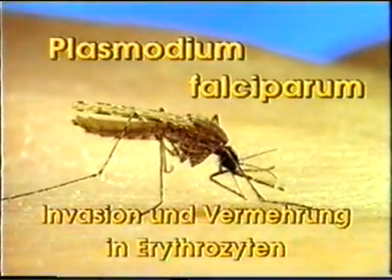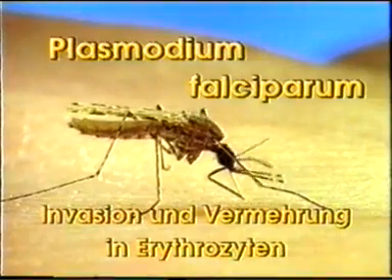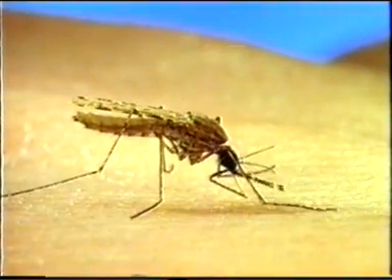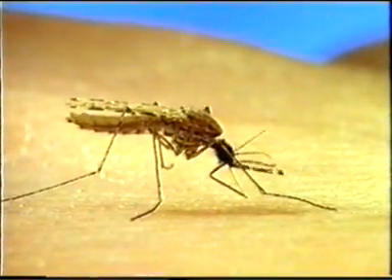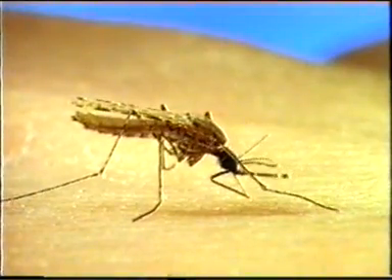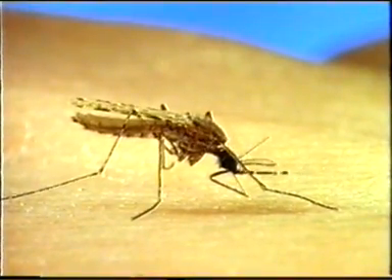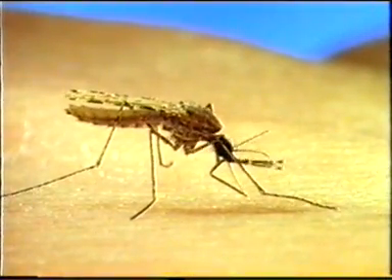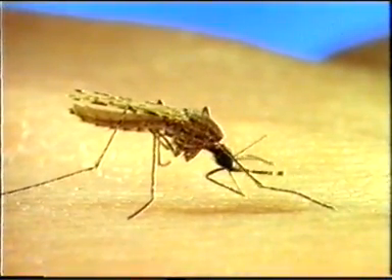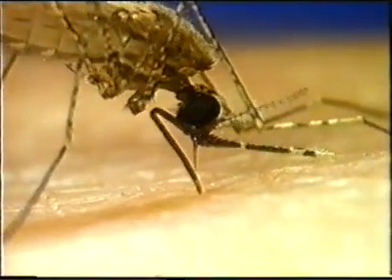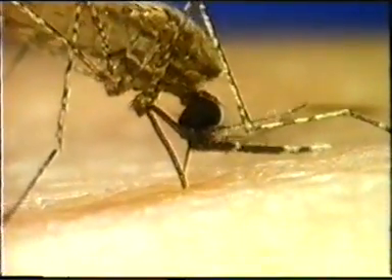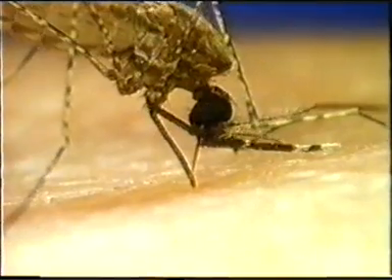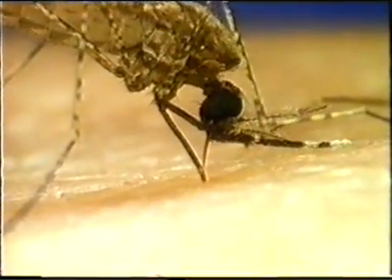Invasion and multiplication in erythrocytes. The malaria parasite Plasmodium is transmitted to humans by the female Anopheles mosquito. In penetrating the skin, the organisms are inoculated into the bloodstream with the insect's saliva. There they multiply at first in liver parenchyma cells and later in red blood cells.